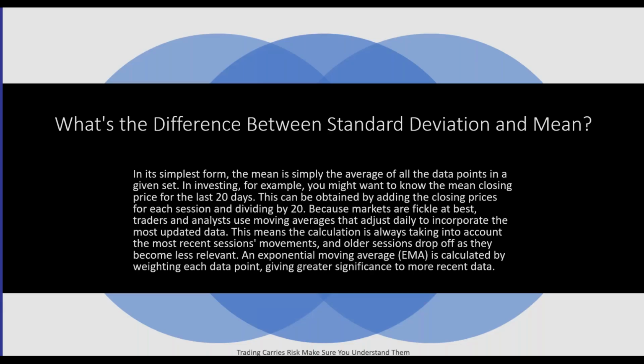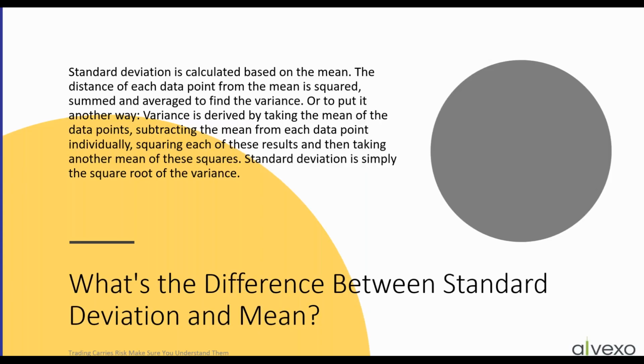Now, in its simplest form, the mean is simply the average of all the data points in a given set. So if we've got a 20-period moving average, what are the data points? The 20 closes. The data point is the close that we're measuring the moving average on. So it's using the 20 data points. In investing, for example, you might want to know the mean closing price for the last 20 days or the last 20 periods. Standard deviation is calculated based on the mean or the moving average.